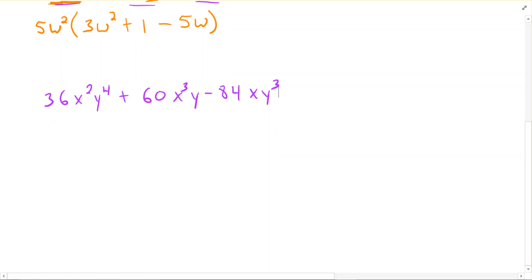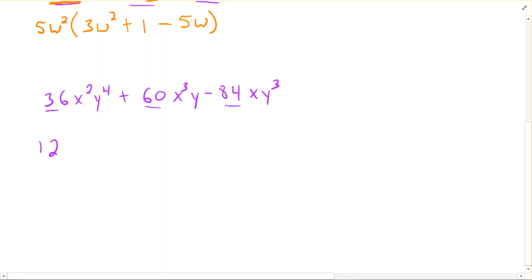Like we said before, the first step is to look at the numbers: 36, 60, and 84. Is there anything I could divide out of each of those? I know I could divide out 2 for sure, but is there anything bigger? I want to take out the biggest one possible. If you look at this, you can take out a 12. 12 goes into each of those. So my first factor is 12.